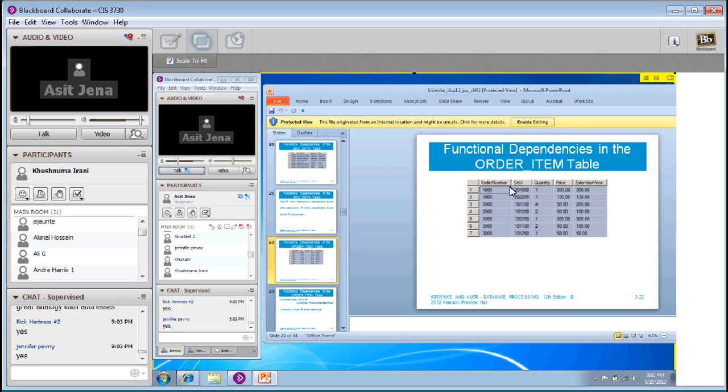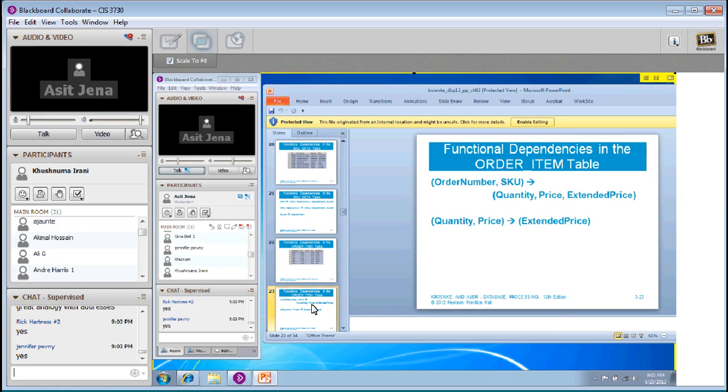Same example, you went to Amazon and bought 5 iPads and 3 laptops. So the SKUs that you're using are iPads and laptops. To determine how much you spent on iPads, you must know the order number and the SKU number. So in the functional dependency example, order number and SKU number determine quantity, price, and extended price.